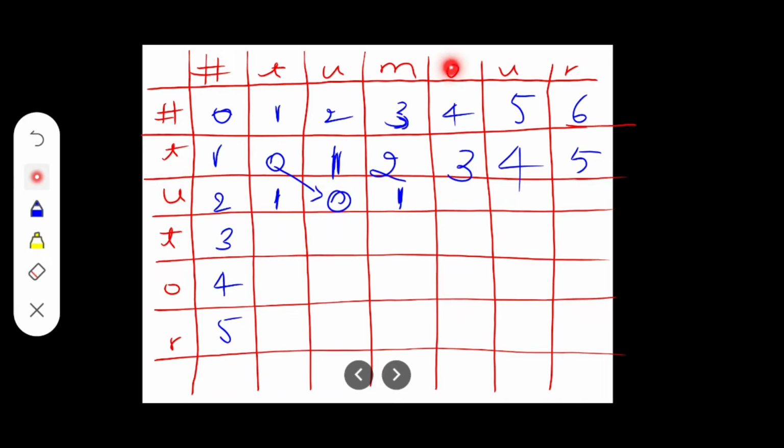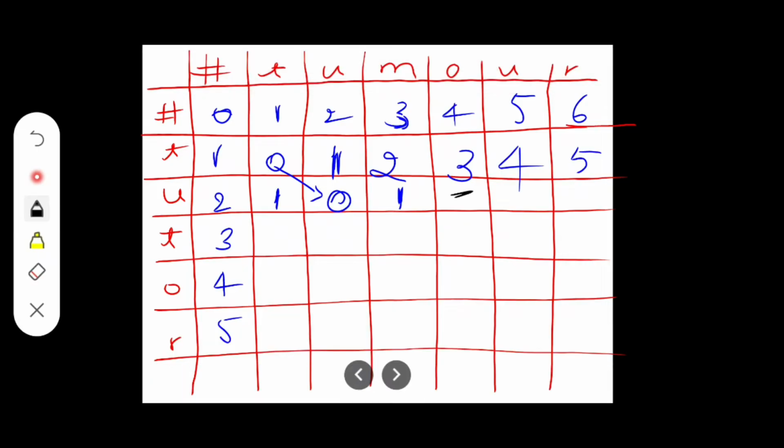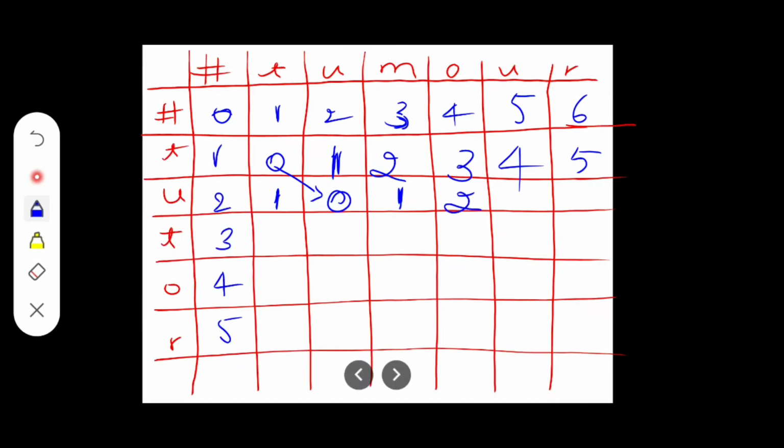Now U is compared with O. Are U and O equal? No, right? U is not equal to O. So we have to fill this box. So we have to consider this. Okay, I'll show. So see, we have to fill this box. So consider these elements. Which are the elements we are having in this box? 1, 2 and 3. Which is the minimum element among this? So 1 is the minimum element, right? So we have to fill minimum element plus 1. So minimum element is 1. We have to fill 1 plus 1, that is 2. Now moving on to the next.